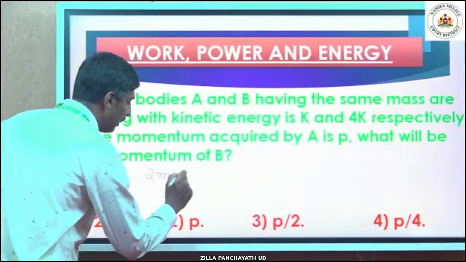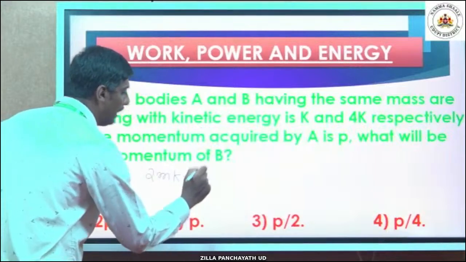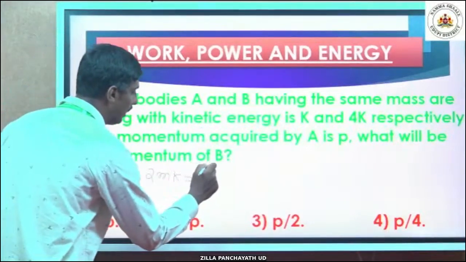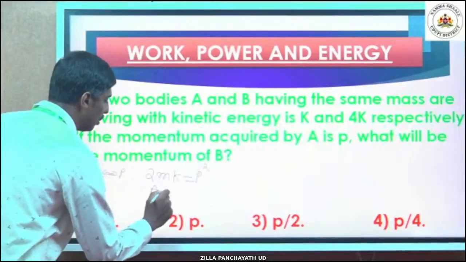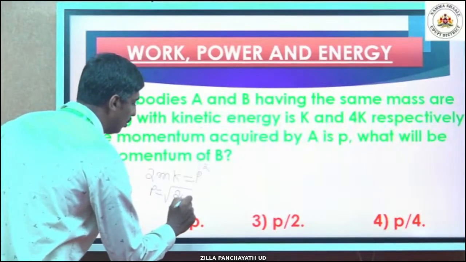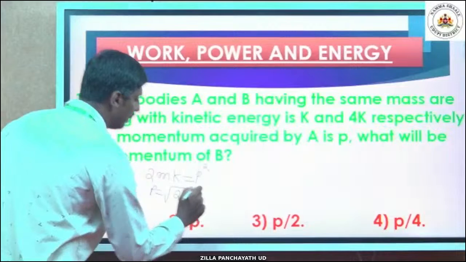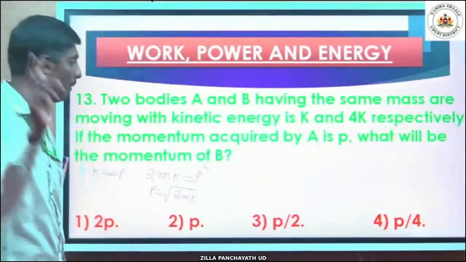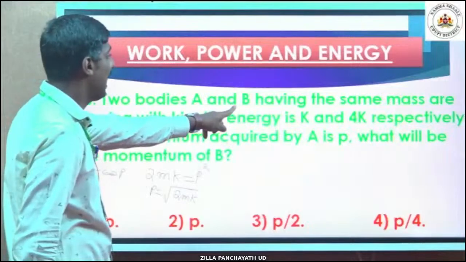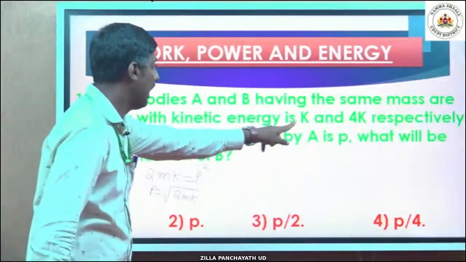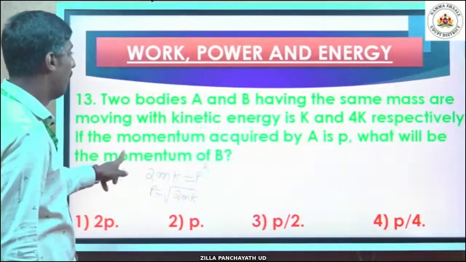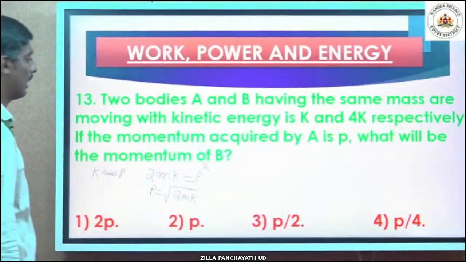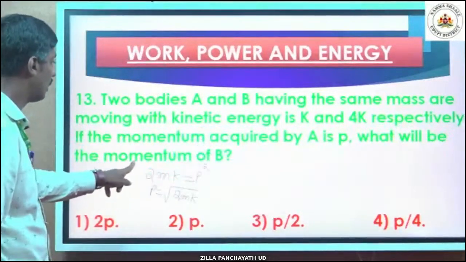P square is equal to 2mK, or P is equal to root of 2mK. This is one formula you must remember. The question says: two bodies with the same mass and kinetic energies K and 4K respectively, the momentum acquired by A is P, what is the momentum of B? So he is asking for momentum.